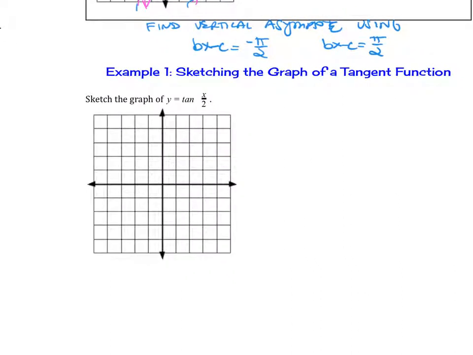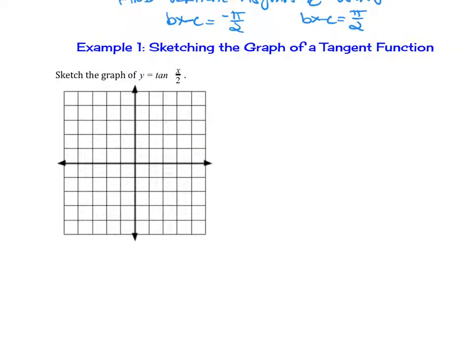So let's try sketching the graph of a tangent function. Sketch the graph of y equals tangent of x over 2. So we want to look at the period. So remember that the period of tangent is pi. So the period is pi over b, and b in this case equals 1/2. So this is pi over 1/2, which is 2 pi.